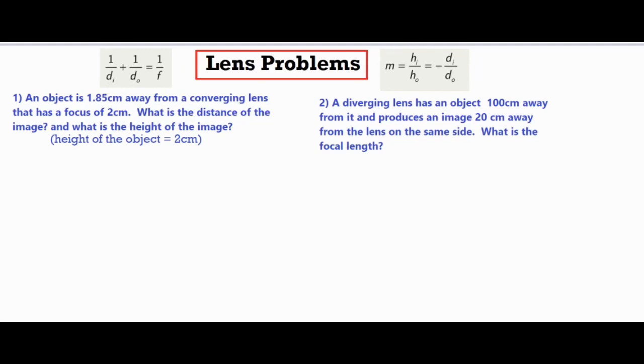Now for number one, it says an object is 1.85 centimeters away from a converging lens that has a focus of 2 centimeters. What is the distance of the image and what is the height of the image? The first thing I like to do is a sketch of the ray diagram. That way I can get a rough idea of what I want my solutions to look like.